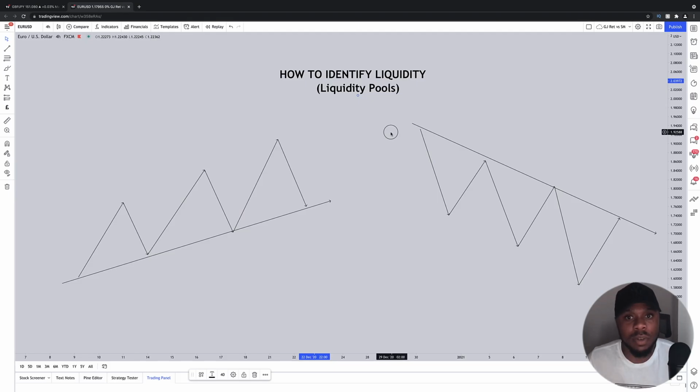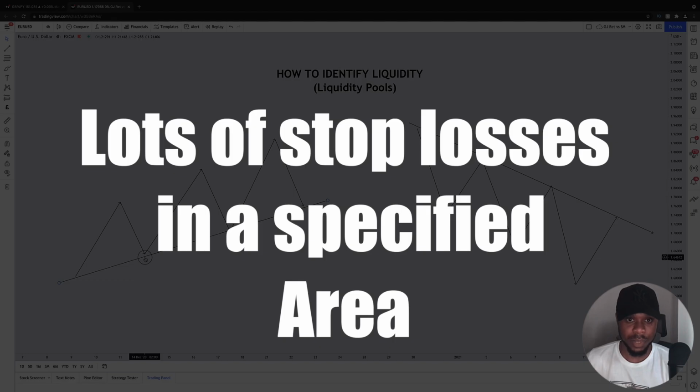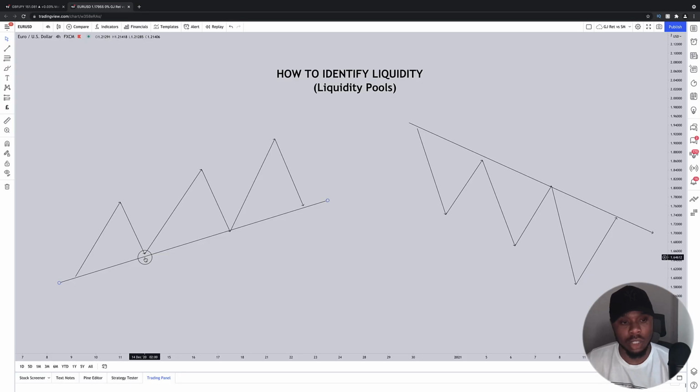Here's another form of liquidity. Everyone knows about this one right here. Whenever you see the market creating higher highs and higher lows, and it's respecting some kind of trend line, there's going to be liquidity beneath the trend line. This one is known as the liquidity pool. All the liquidity pool is, is just a pool of stop losses.